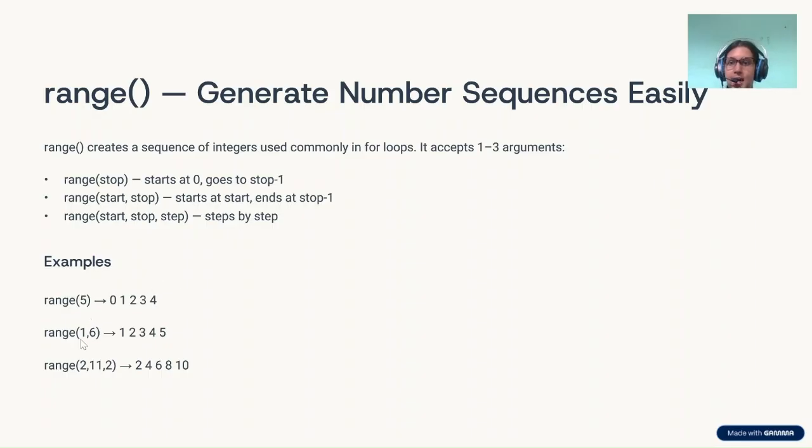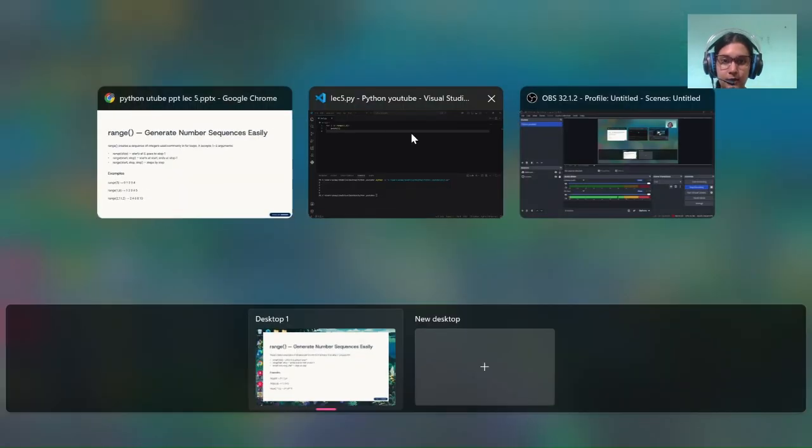Then if we give start and stop both, it starts at 1, stops at stop minus 1, so it will print 1, 2, 3, 4, 5. And then if we give start, stop and step, it starts at 2, stops at stop minus 1, 10, and steps by 2. That means it increases by 2 with each turn. So we start at 2, step by 2: 4, 6, 8, 10. Okay, we'll look at it once.